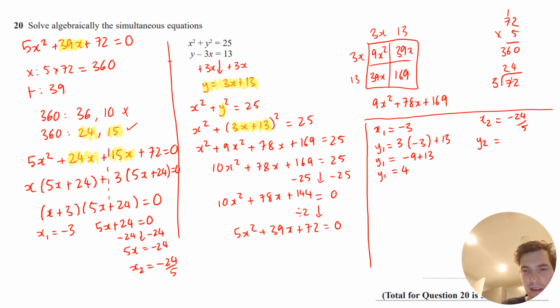But if I got x2 equals minus 24 over 5, y2, so let's do the same thing. 3 times minus 24 over 5 plus 13. Minus 72 over 5. And let's put 13 as something over 5. 13 times 5 is 65, I think. Yep. And then I think I'm almost there. What's that going to be? Minus 7 over 5.